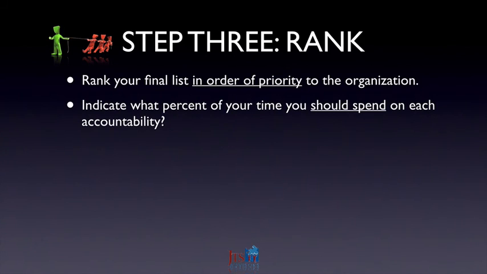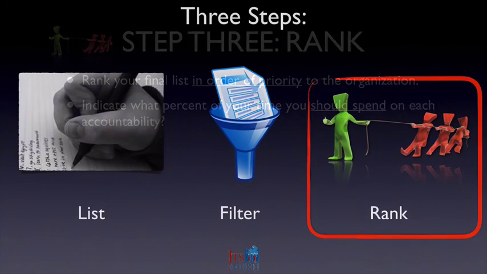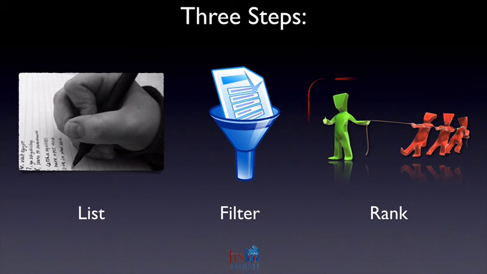Then indicate what percent of your time you should spend on each accountability. Even if you don't spend that kind of time right now, what's the ideal? How much time should you put into each accountability on a percentage basis? That's it. Now you're finished with the rank step, and you will have a key accountabilities list that's in priority order with the ideal percentage of your time that should be spent on that key accountability.